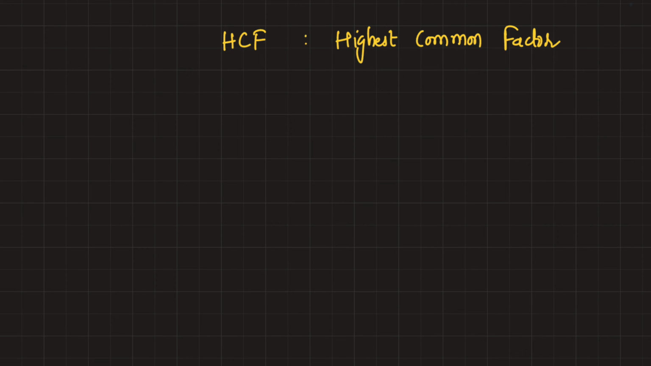Now let us understand what is HCF. HCF is the highest common factor. So HCF would be the largest factor that two or more numbers share. How do we find the HCF of two numbers? We first list out all the factors of each number and then we find the largest common one. Let us understand this using an example. What is the HCF of 16 and 24?